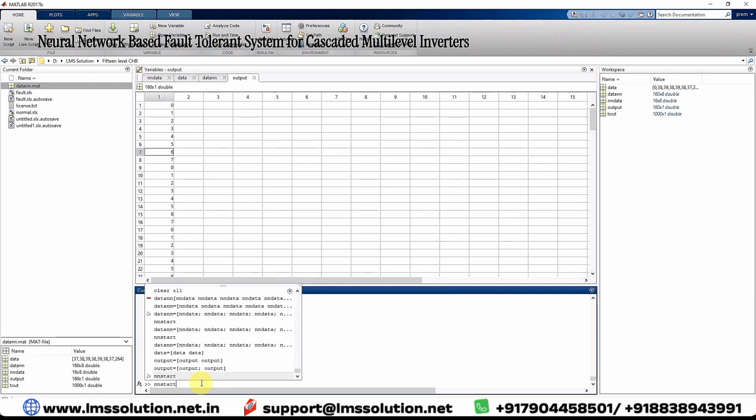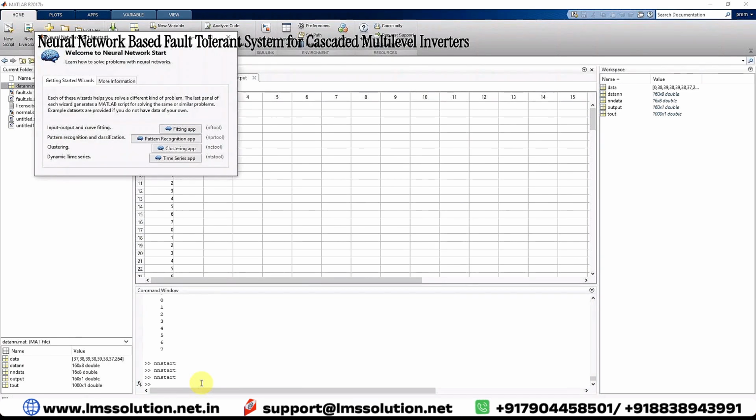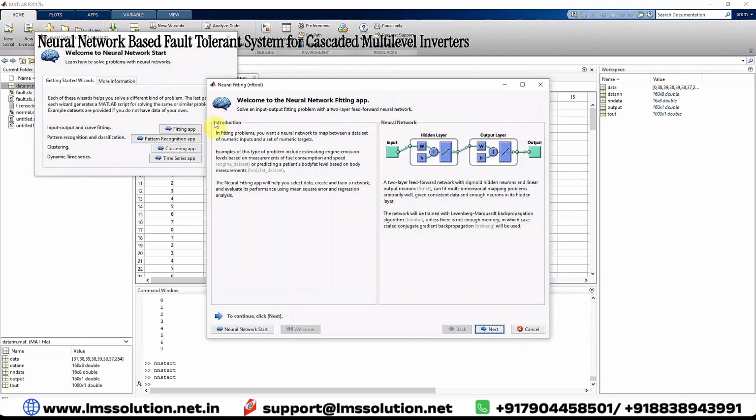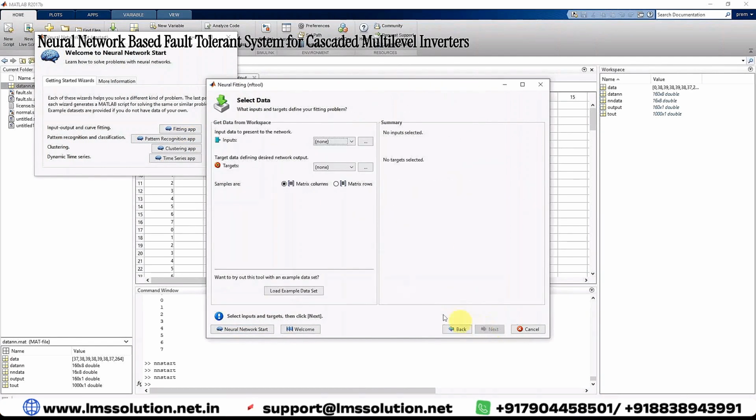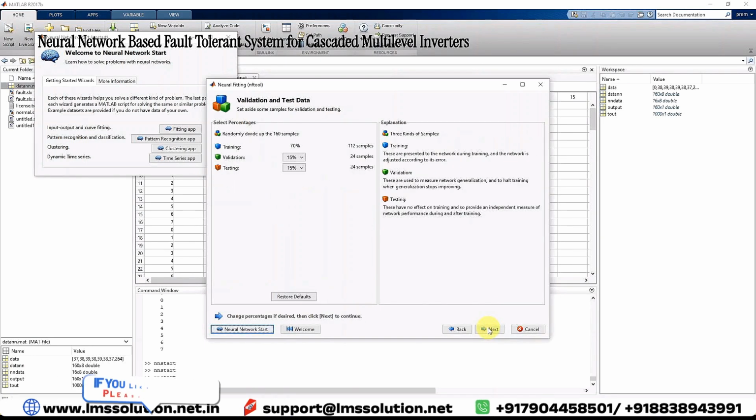Next, I'm going to use NN start for the training process. Just type nnstart and then click the fitting app. You will see this window. Click next, then feed the input data, and next feed the output data, and then change to matrix source. You will get the 160 data. Click next, next, next.